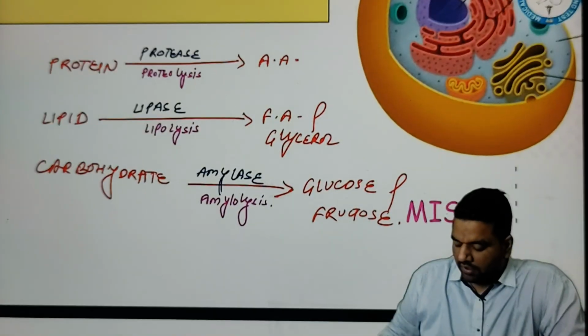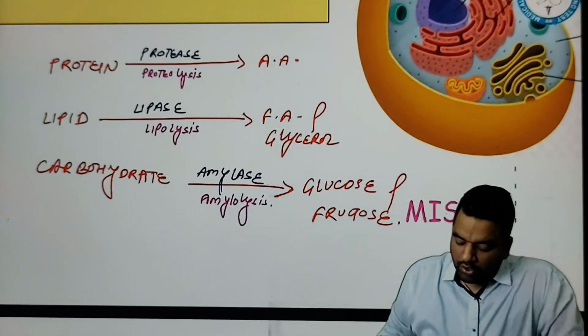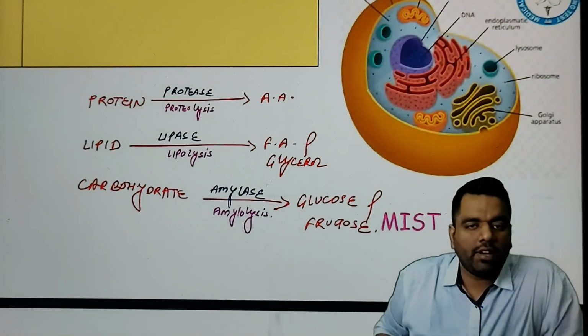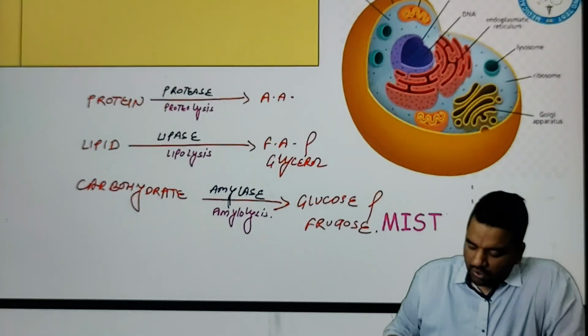Now this amino acid, fatty acid, glycerol, and glucose and fructose are added. My question is, what is the role of this amino acid? What will this cell do with the help of this amino acid? Why does this cell require the amino acid, and why does this cell require the fatty acid, and why does this cell require the glucose? So guys, first of all, let's talk about glucose.